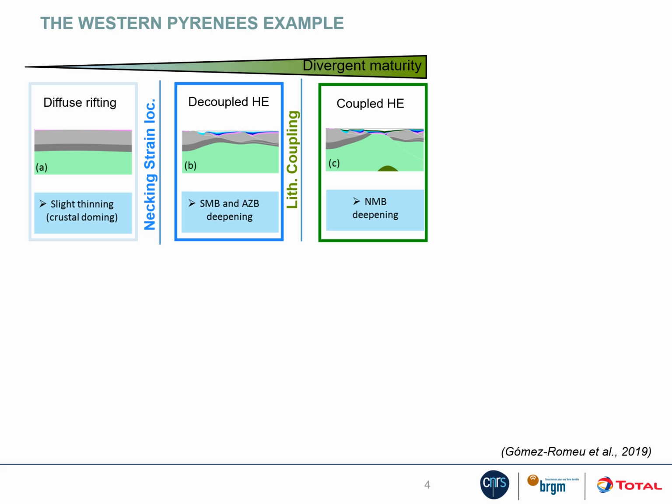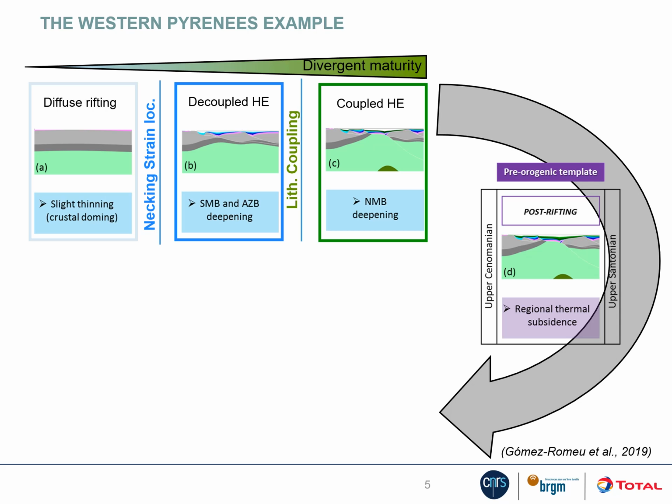So here you can see the different model stages that we developed for the divergent event of the Western Pyrenees, which finally led to the formation of a hyperextended rift basin. After the divergent processes, a regional thermal subsidence occurred in the Western Pyrenees area, where the lithosphere thermally subsided.